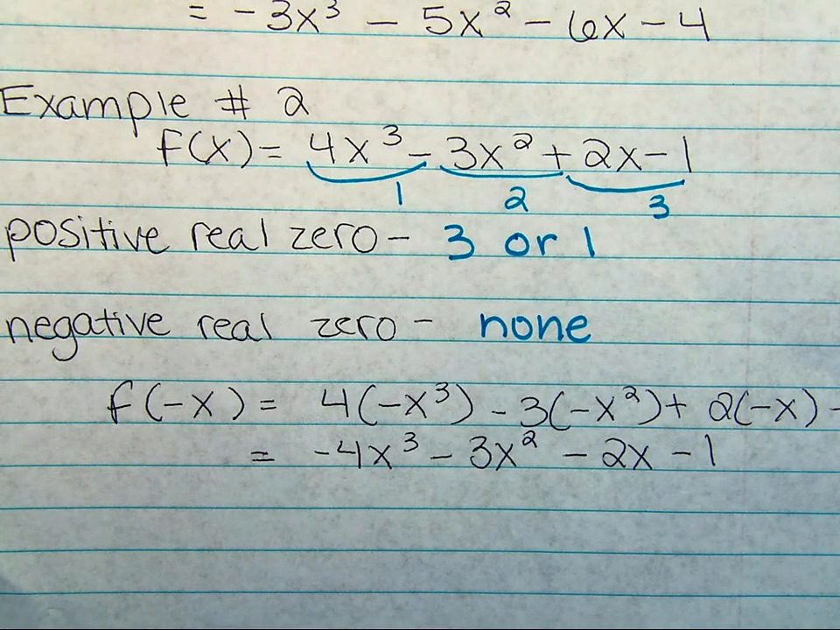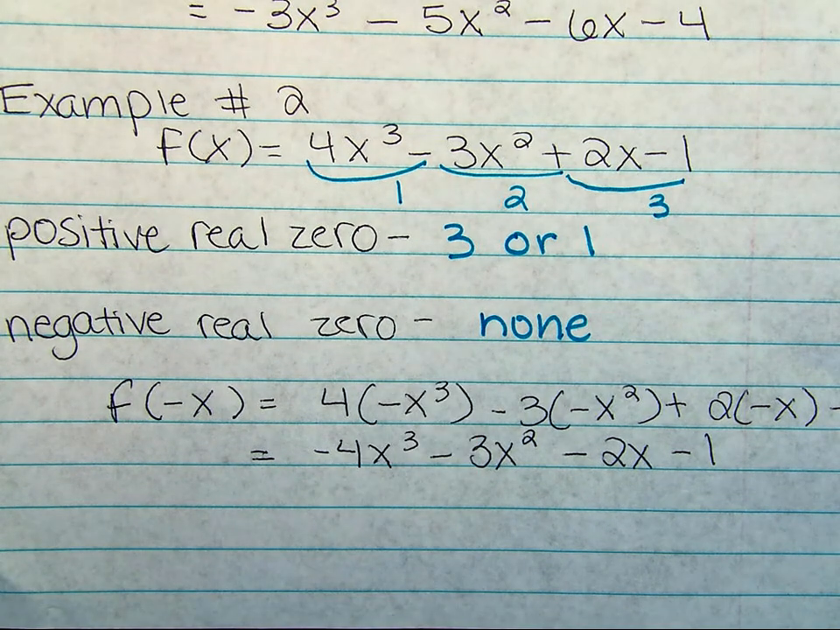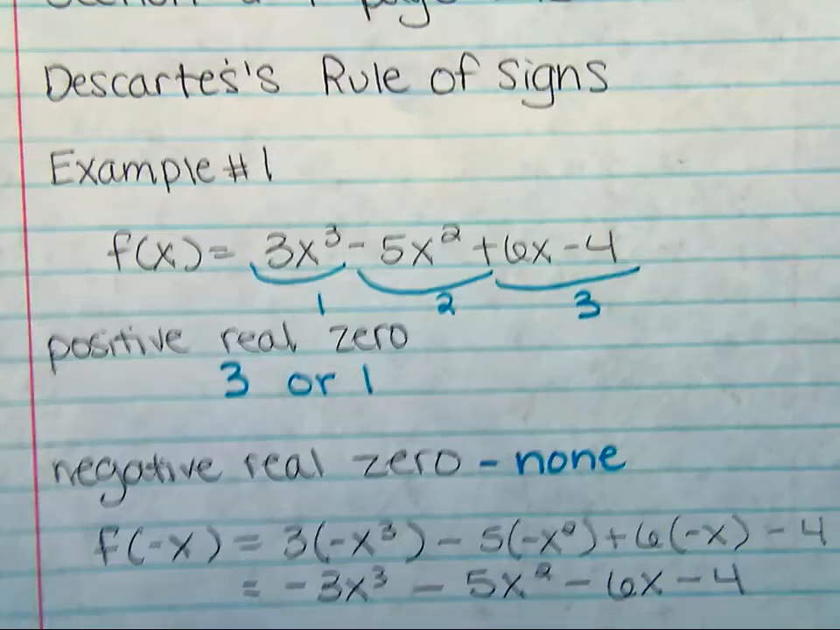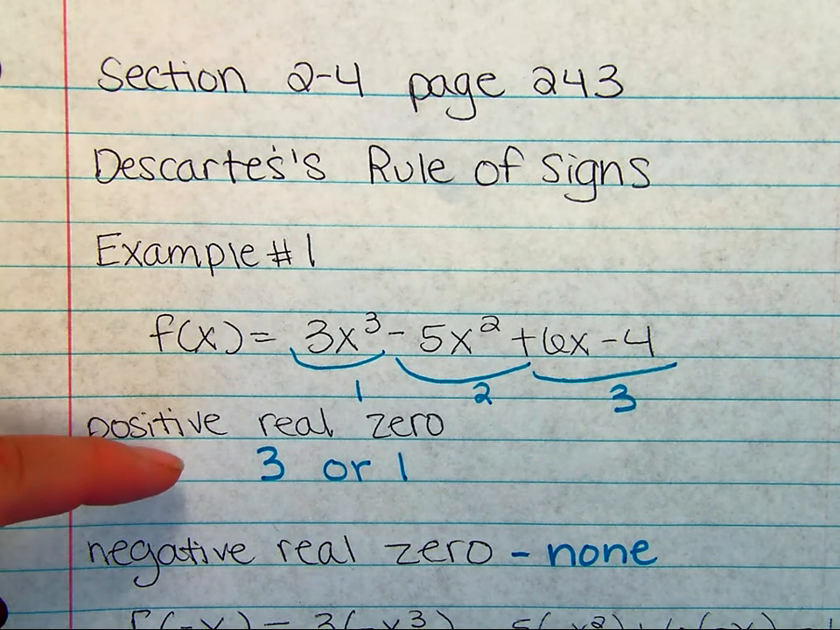Okay? Now, let's say you had 5 sign changes. Then for our positive real zeros, we would have 5, 3, or 1. Or 2 sign changes. You'd have 2 or 0. So it just depends on how many times the signs change. Okay, so again, this is Descartes' rule of signs. This allows us to figure out possibilities of positive and negative real zeros.